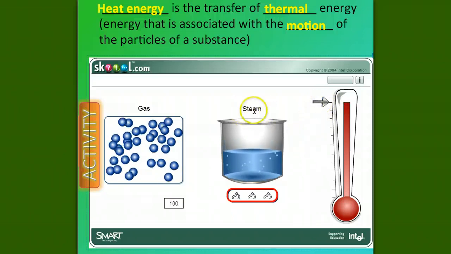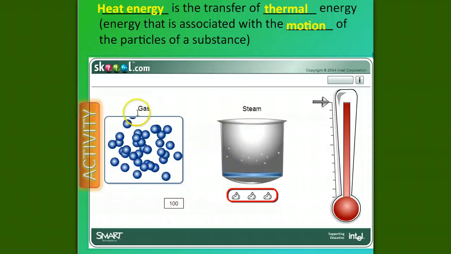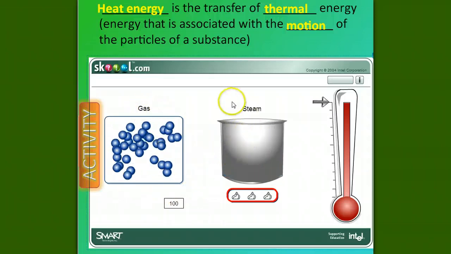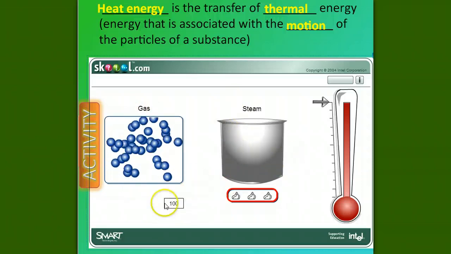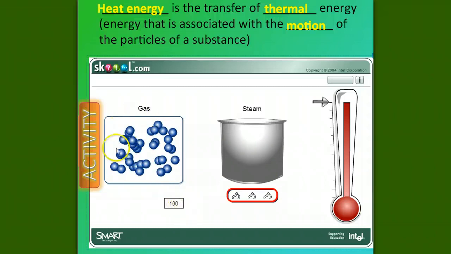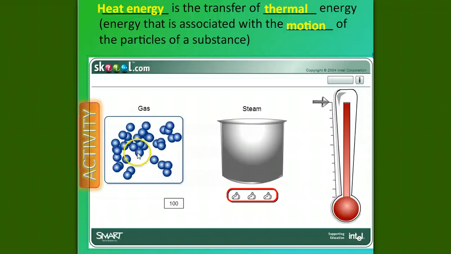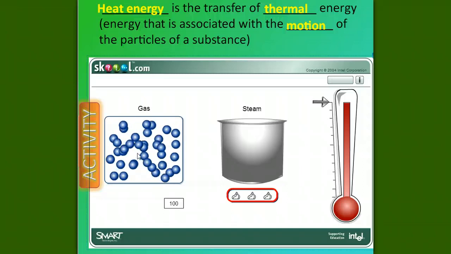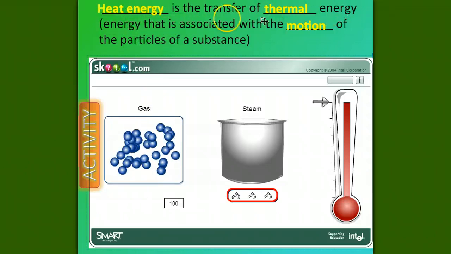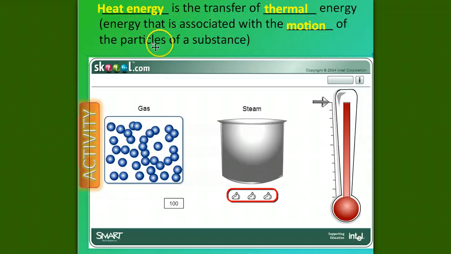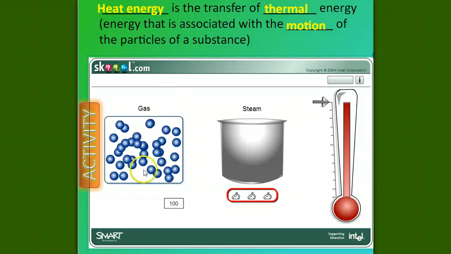Now look, it says steam, gas. So I want you to write the state of matter in the next box is gas. The steam has all released out of it. Look at how all the water's gone. So when the temperature was 100 degrees Celsius, look at that. I want you to draw all of those molecules. They're going crazy. That motion, the heat that is associated, it says heat energy is a transfer of thermal energy that is associated with the motion of the particles of a substance. They are going nuts. They can't wait to get out of there. So they're all over the place.